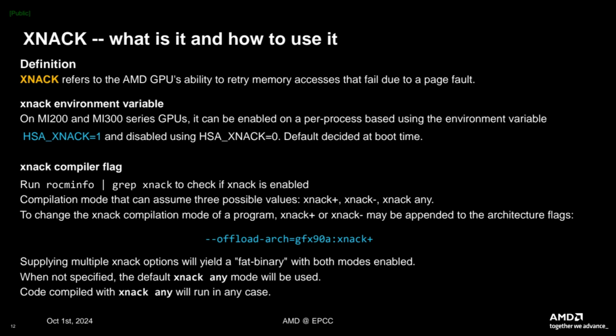The other way, different from the environment variable, is to set a compiler flag. But first of all, you can check that XNACK is enabled on your hardware just by running info and then grepping on XNACK. And then you can append this line here, this xnack+ if you want to enable it, or xnack- if you want to disable it, after the GFX model when you specify the offload architecture at compile time.